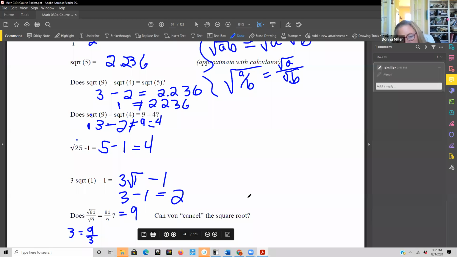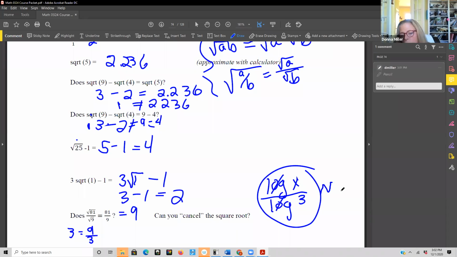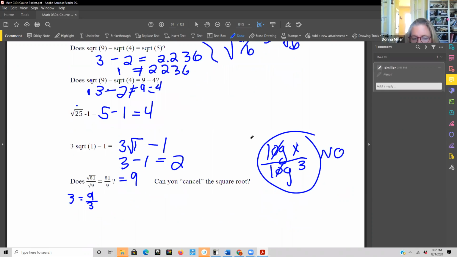The same is true for logs. This is what she's heading toward. If I have the log of x over the log of 3, we don't know what a log is yet, but you cannot cancel them. There's a separate rule that we're going to learn for logs. Just like square roots have their own rules, so do logs, and we're going to learn them.